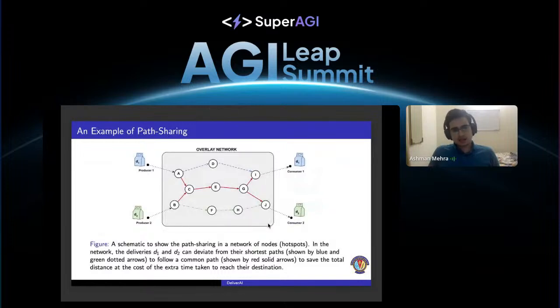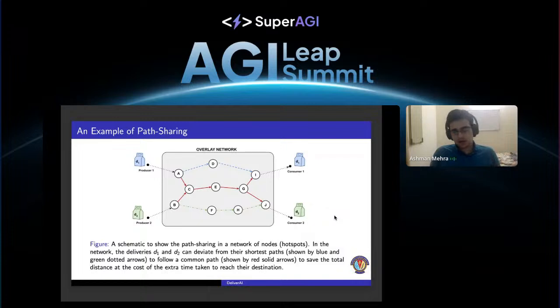And here is a typical example of path sharing, where we can see that the packets D1 and D2 need to go from their producer to their consumers. In between is the overlay network. Our proposed model finds the path labeled by the red lines, instead of the deliveries traveling by their own individual shortest times. And how this is controlled is by a twofold mechanism.